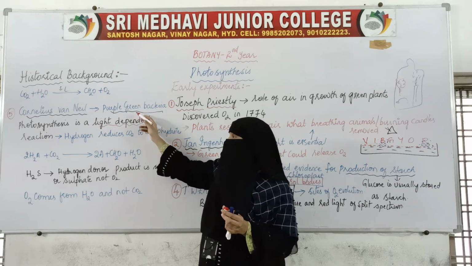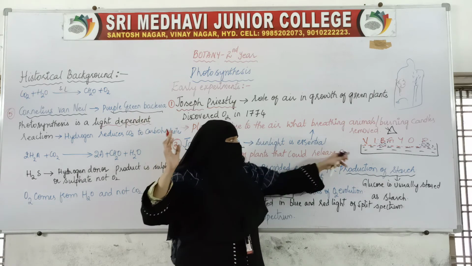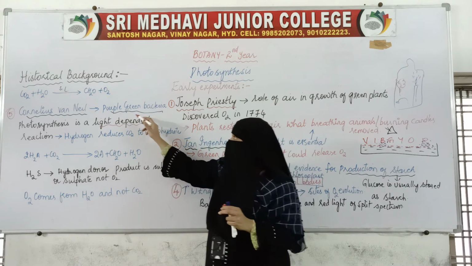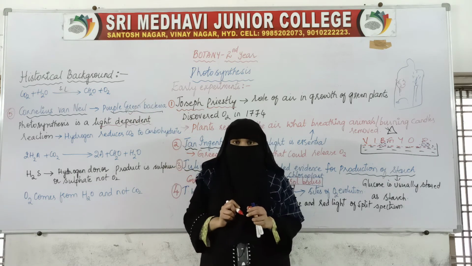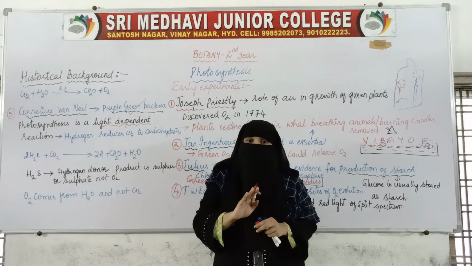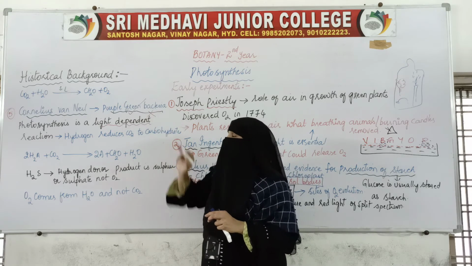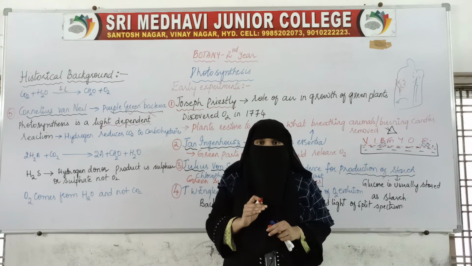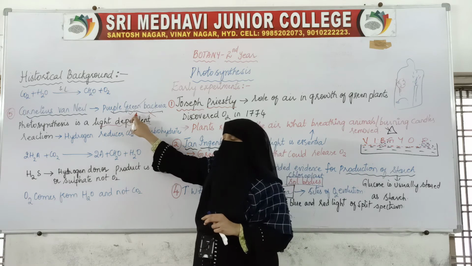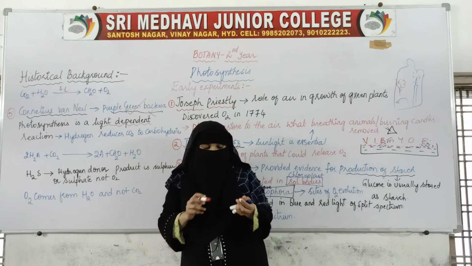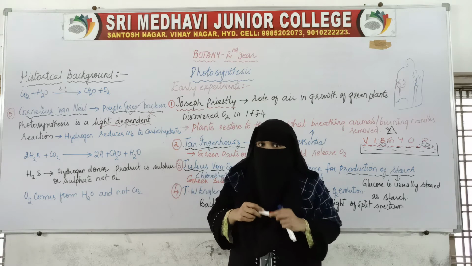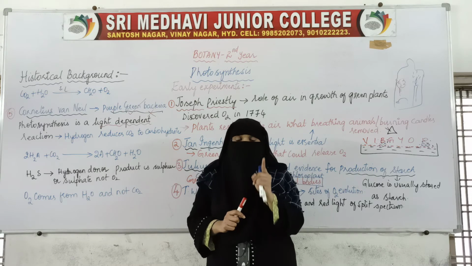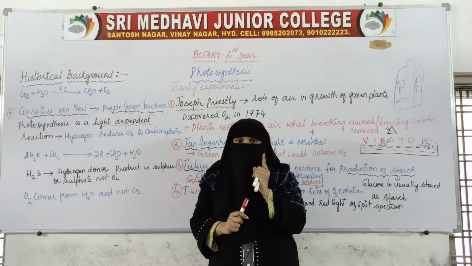So here, when he kept this thing during the sunlight, this blue-green bacteria will perform the process of photosynthesis, and in the absence of sunlight, these bacteria cannot perform the process of photosynthesis. So that means sunlight is very essential for the blue-green bacteria to perform the process of photosynthesis. Who said this one? Van Niel. What did Van Niel say? First thing which he said is sunlight is very important for the process of photosynthesis.